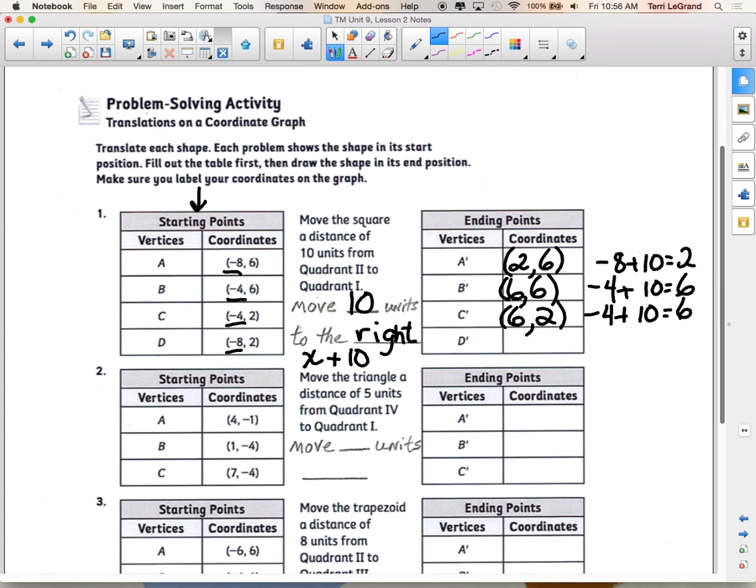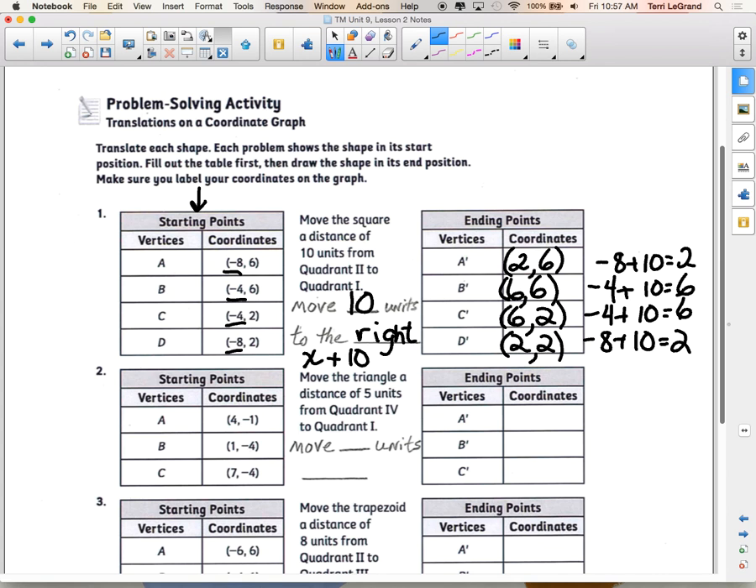Only the x's are changing. And then we have our -8 again, plus 10, which we already said is 2. So D prime has a new x value of 2. What's its y value? 2.